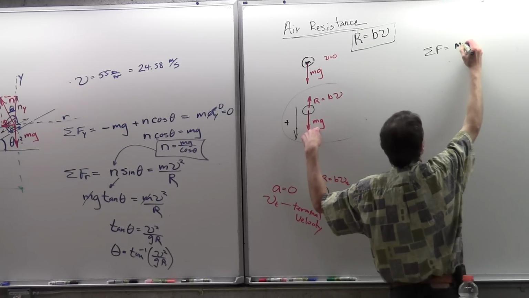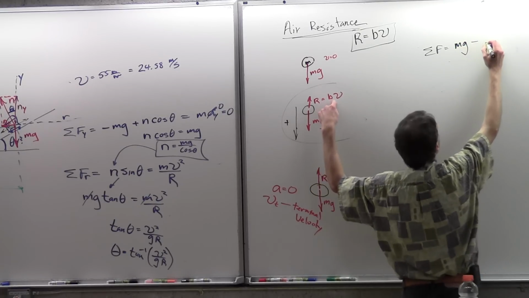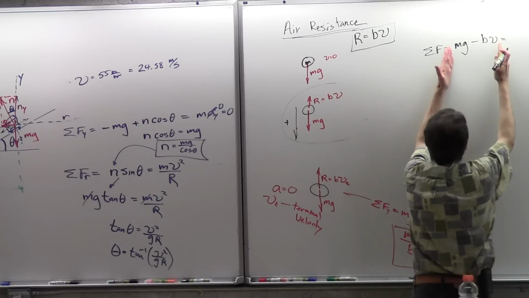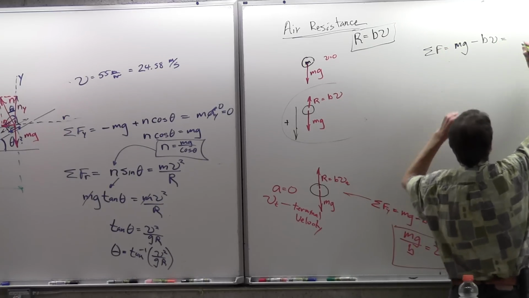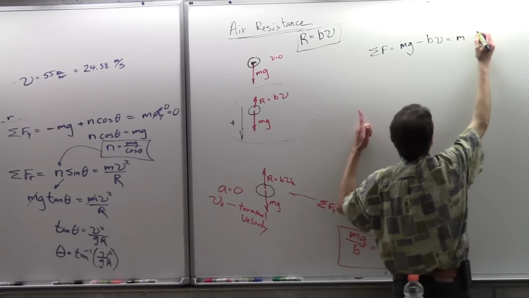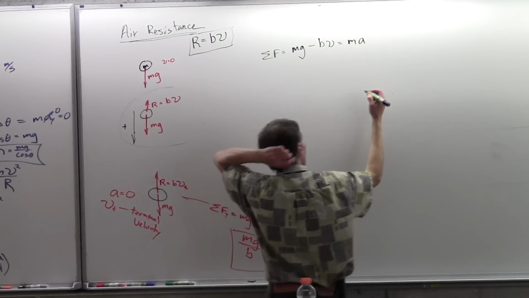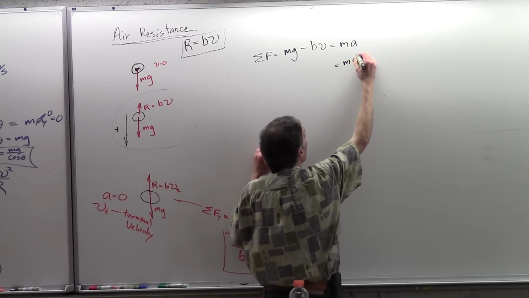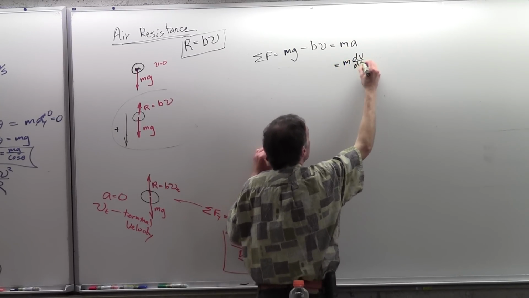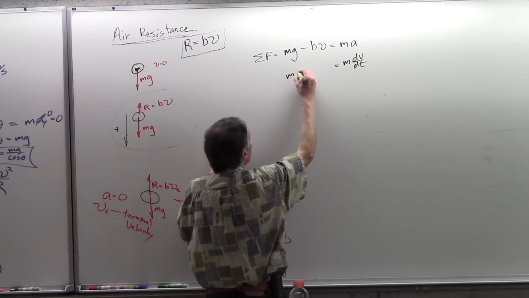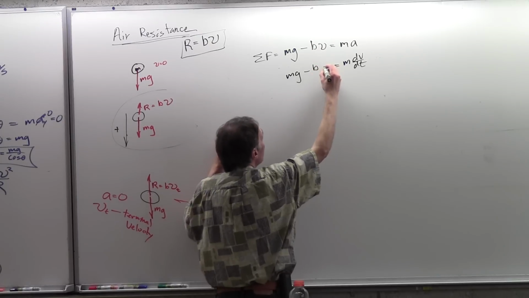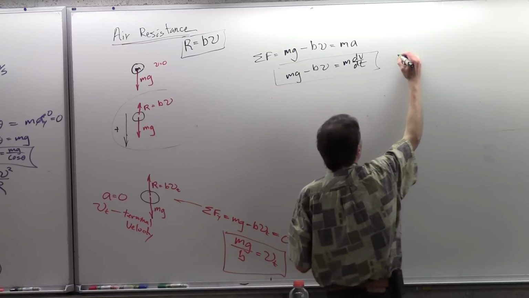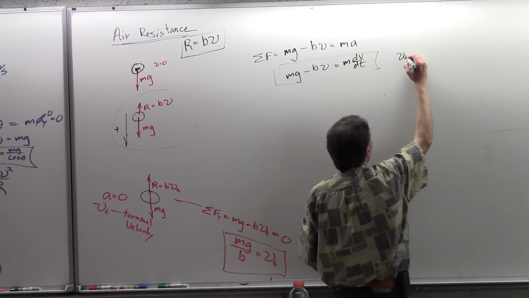The sum of the forces will be mg minus bv, and according to Newton's laws, those are the two forces. The net force is equal to the mass times the acceleration. Now, we also know that the acceleration is dv/dt, and I want to solve for this. This is what we call a differential equation. I'd like to solve for the velocity as a function of time.